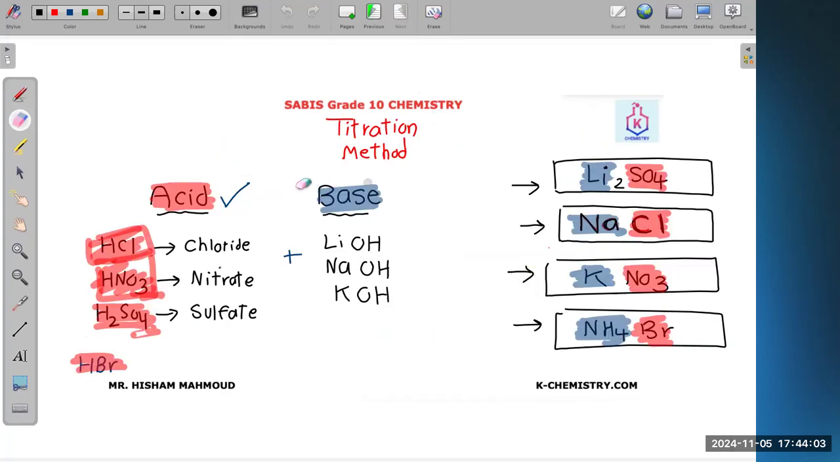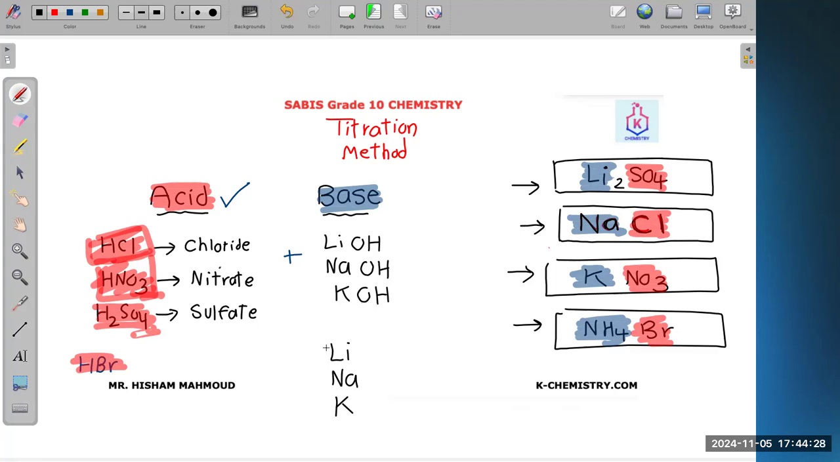Okay, right. This is the acid and this is the base. I can use something else. I can use the metal alone, the lithium alone, or the sodium alone, or the potassium alone. So it's not necessary that I use the hydroxide, I can use the metal alone. Is this correct?